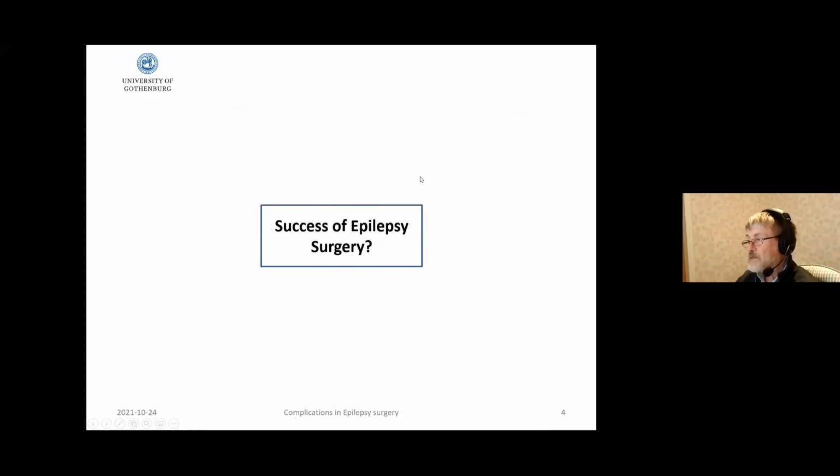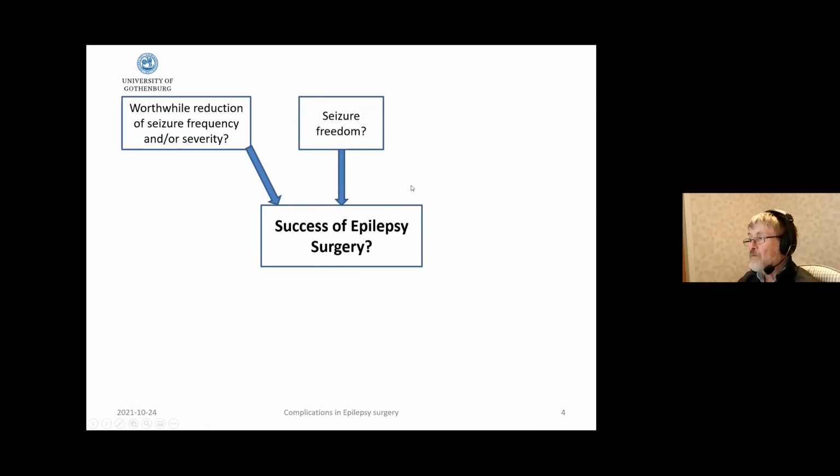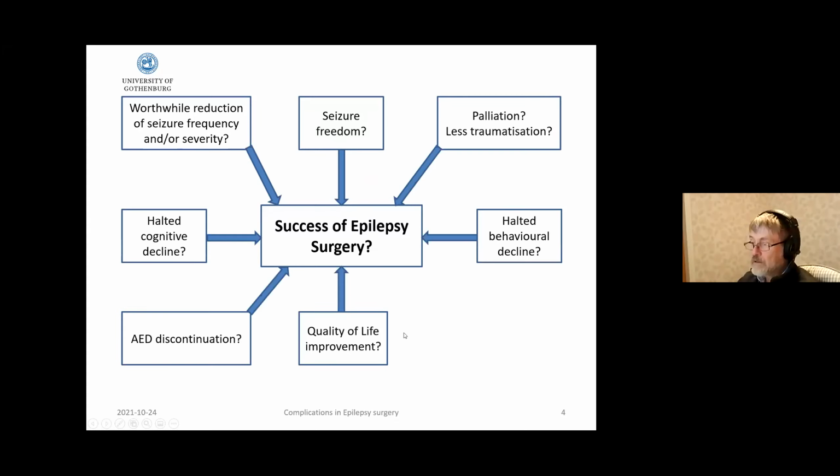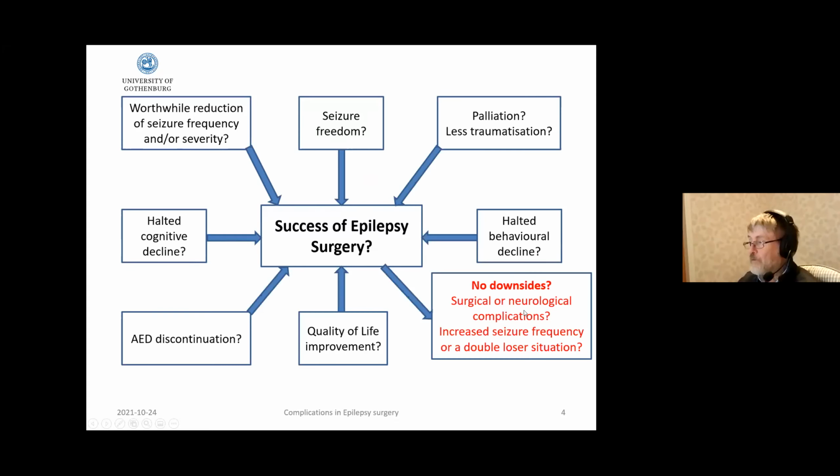So what is success of epilepsy surgery? Of course, we all want seizure freedom. Of course, the patient wants it the most, and we also, all around the patient, want it. If you cannot get a seizure freedom, you would like to have a worthwhile reduction of seizure frequency and or severity. Sometimes we have to focus on palliation, less traumatization, halted cognitive decline, halted behavioral decline, AED discontinuation, quality of life improvement, and finally, no downsides.